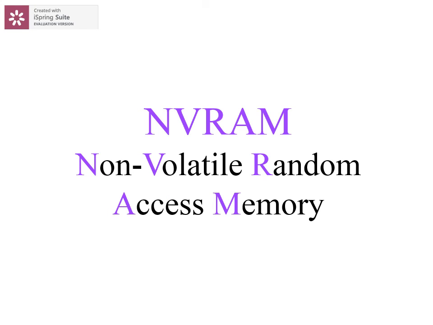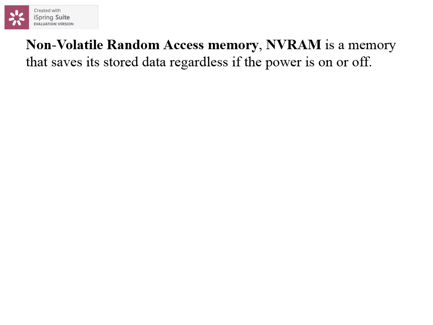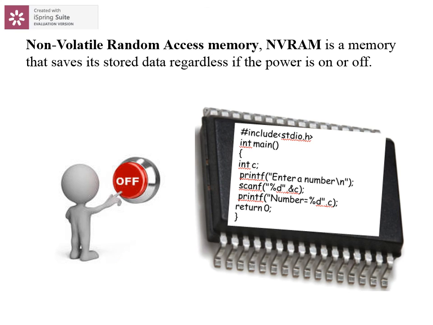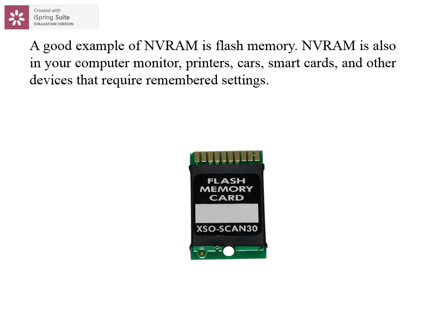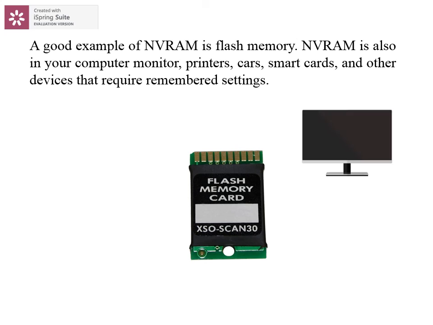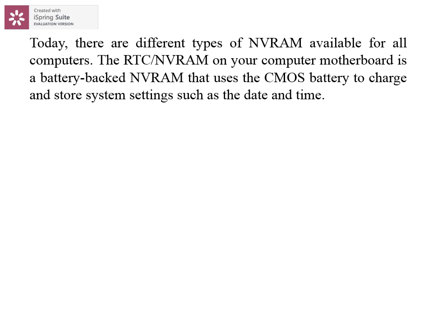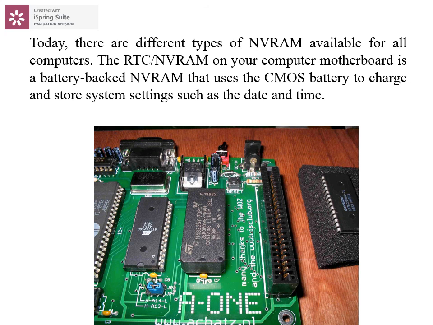Now we are going to see about NVRAM. NVRAM stands for Non-Volatile Random Access Memory. NVRAM is a memory that saves its stored data regardless of whether the power is on or off. A good example of NVRAM is flash memory. NVRAM is also in your computer monitor, printers, cars, smart cards, and other devices that require remembered settings. Today, there are different types of NVRAM available for all computers.